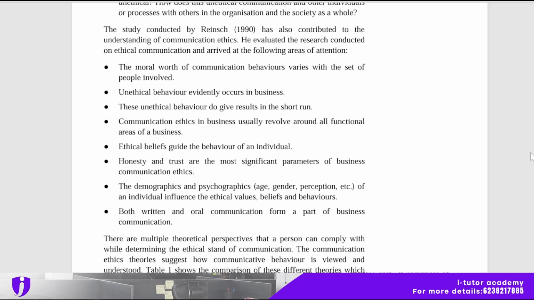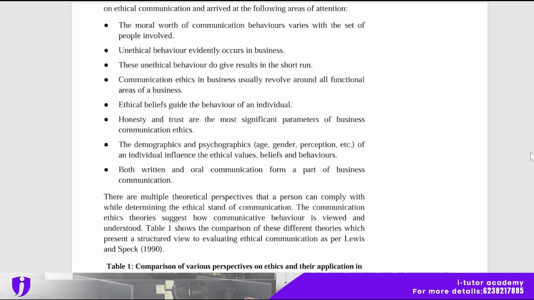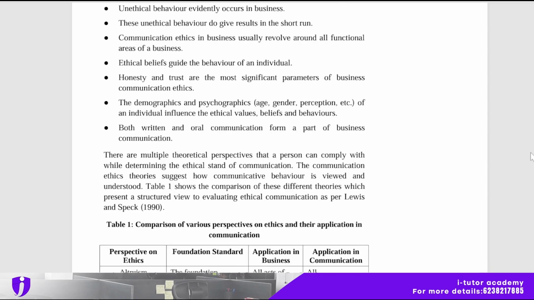The moral worth of communication behavior varies with the set of people involved, and unethical behavior evidently occurs in business. This unethical behavior gives results in the short run. Communication ethics in business usually revolves around all functional areas of a business. Ethical beliefs guide the behavior of an individual. Honesty and trust are the most significant parameters of business communication ethics, and the demographic and psychographic factors of an individual, such as age, gender, and perception, influence ethical values, beliefs, and behaviors.